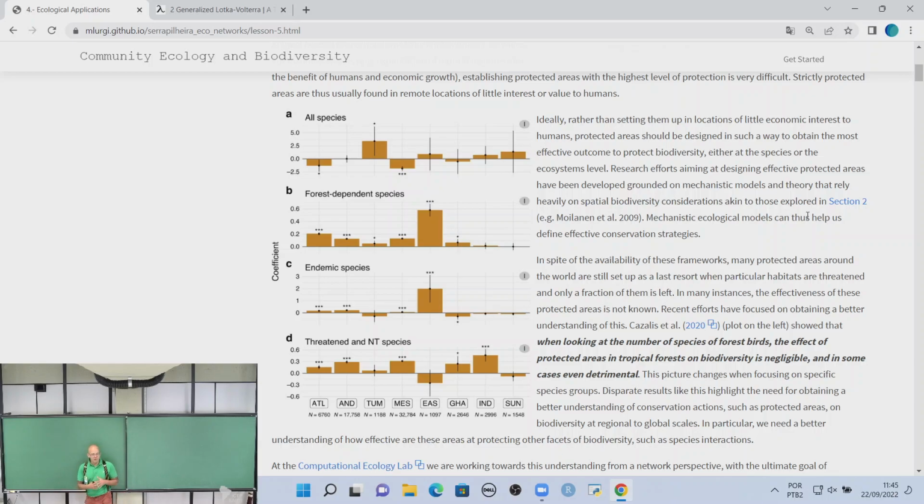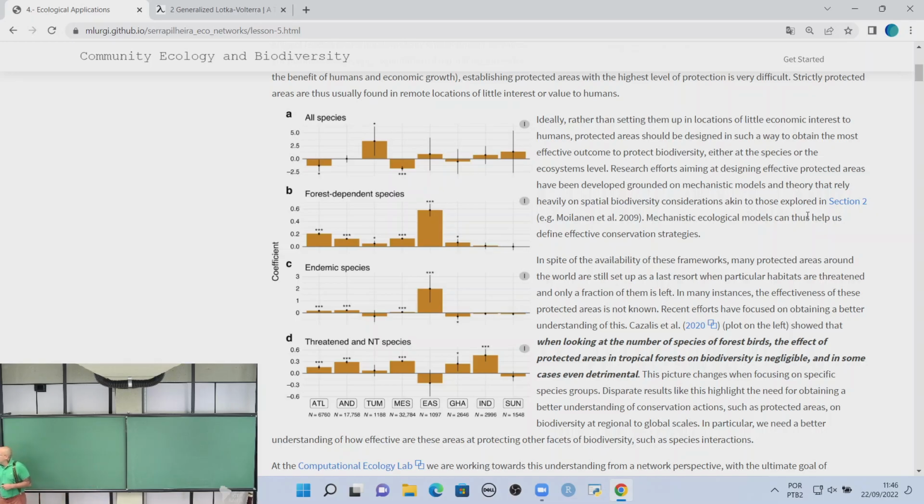So if you have a network of protected areas, you can calculate your local alpha diversity and then your gamma diversity at the level of the network of protected areas. And in that way, try to establish whether your measures are being effective. And this is the kind of thing that they are doing in, there is a reference here for you to look at that.